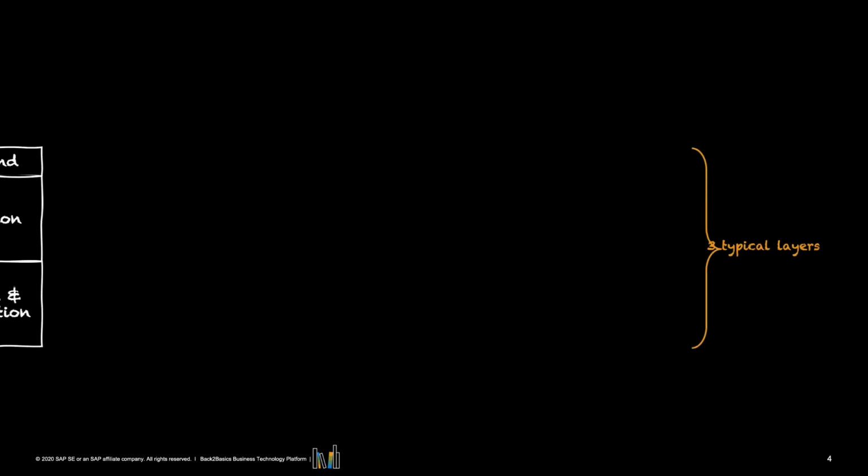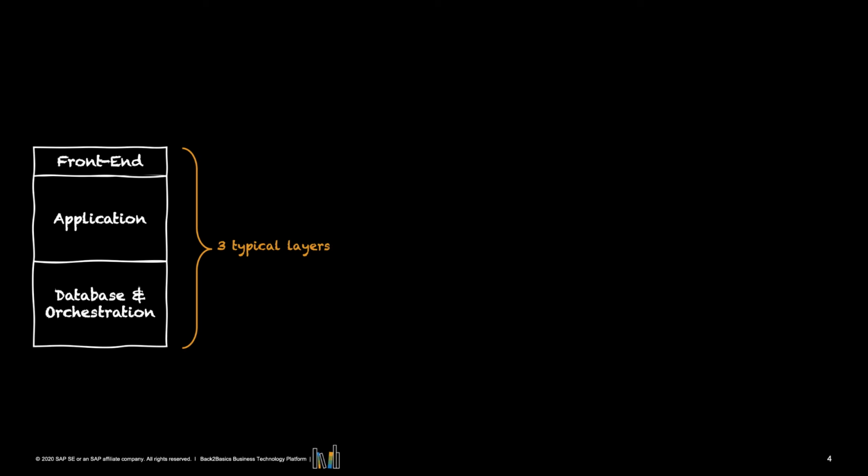If we look at how applications are built, we typically find 3 layers. We find the database and orchestration layer, the application layer and the front-end layer. In the front-end layer, we find everything that has to do with the user interface. In the application layer, we find everything that has to do with the business logic, with the functionality the end users want. And in the database and orchestration layer, we typically find everything to store the data and use it, exactly what we explained during this series of videos.